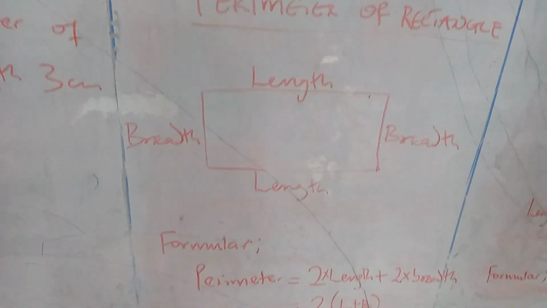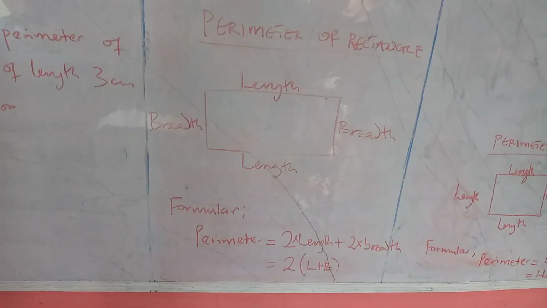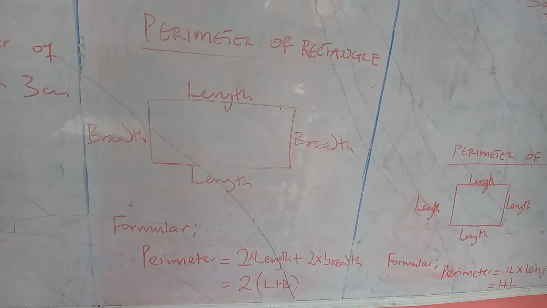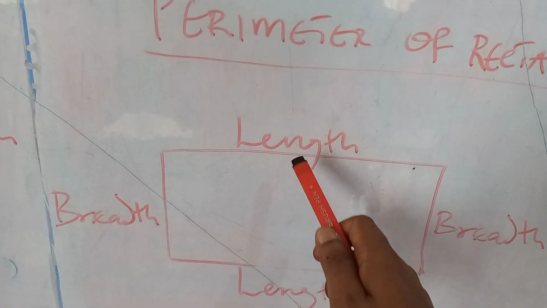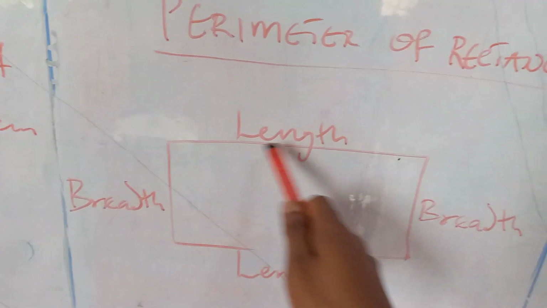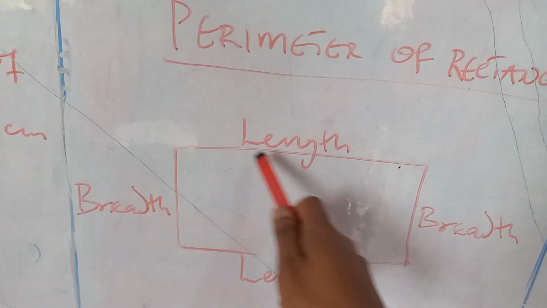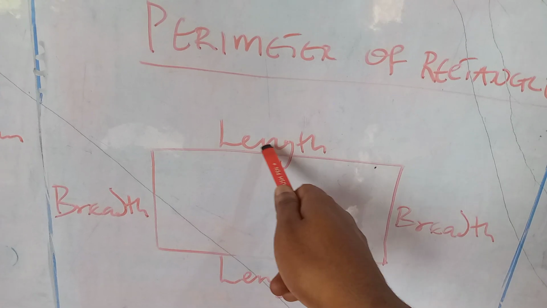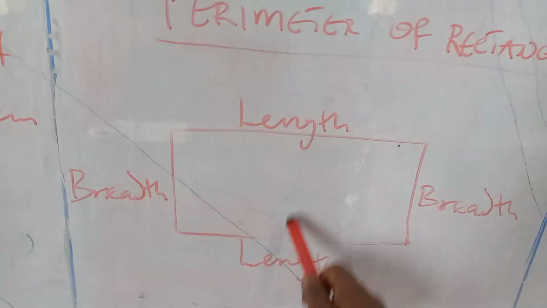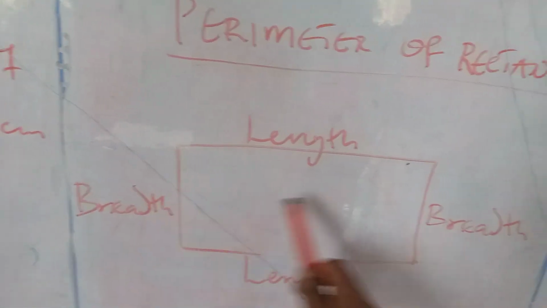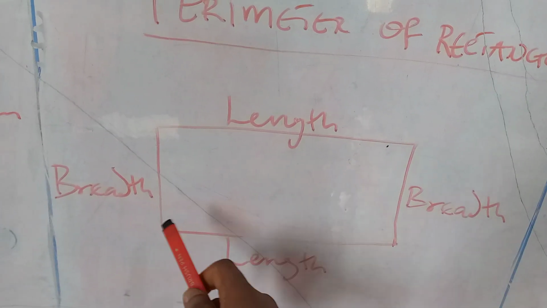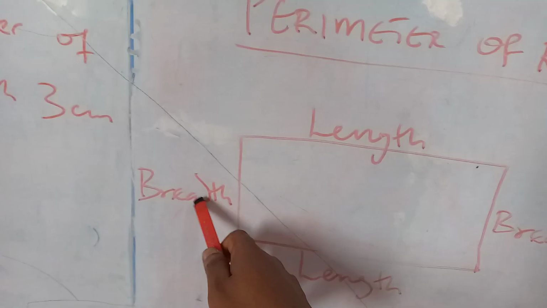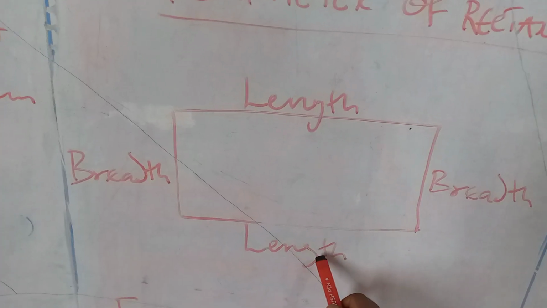We all know that a rectangle has how many sides? A rectangle has 4 sides, and the two opposite sides are equal. You can see this rectangle now, right? The longer side of it is the length, and the opposite of this side is also a length, while this and this are the breadth. So two opposite sides are equal. Whatever you have here is what you have here.